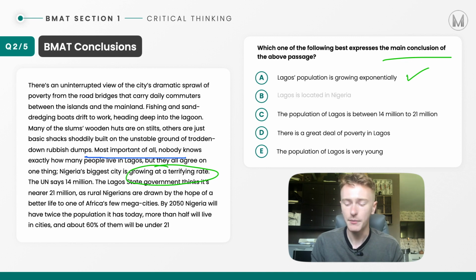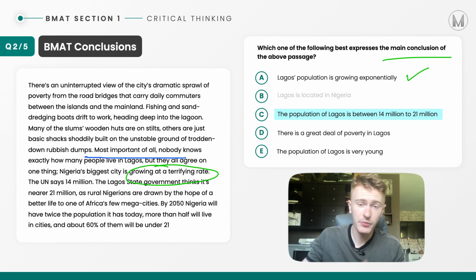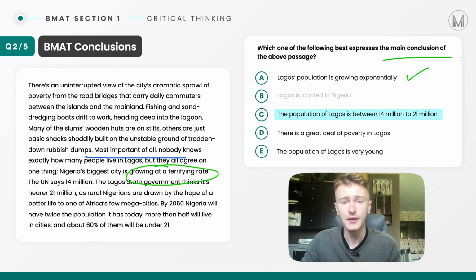Answer option C, the population of Lagos is between 14 and 21 million. Again, this seems to be just a premise, it's a passing fact. Moreover, those are only two estimates, and the real population of Lagos might be 23 million if another source seems to agree with that. So we've only got two sources of information. That's not enough to say that it lies between those values anyway. And even if it did, that would just be a passing fact in this particular case.